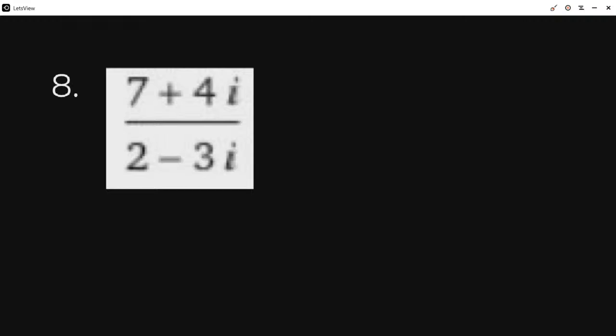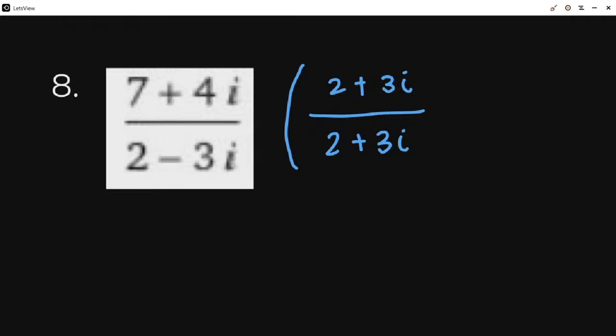Okay, next we have (7 plus 4i) over (2 minus 3i). So we're going to multiply by the conjugate, which is going to be 2 plus 3i. On the top, we're going to distribute the 7 first, so we get 14 plus 21i. And then we're going to distribute the 4i, so we'll get plus 8i plus 12i squared.